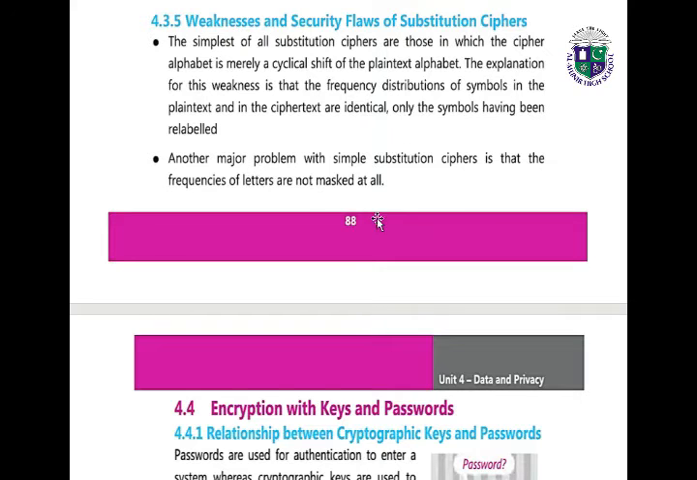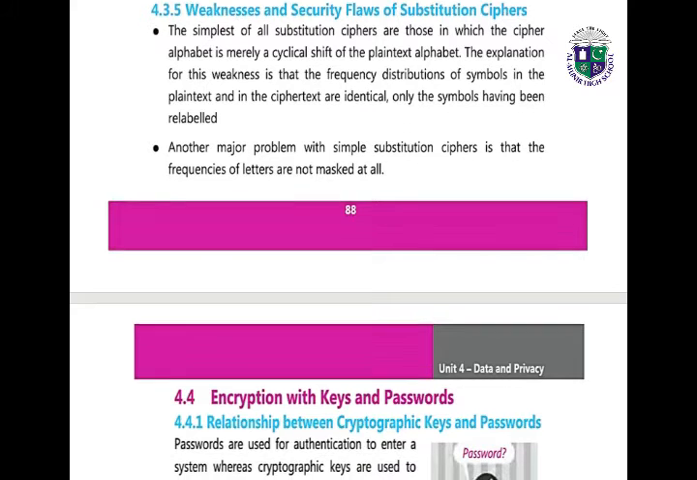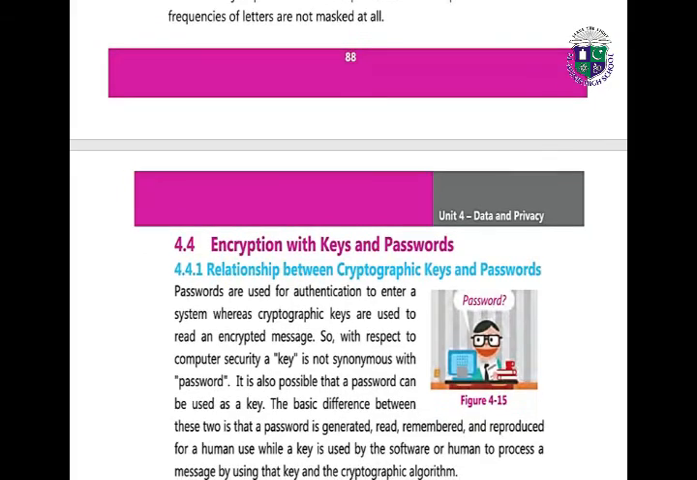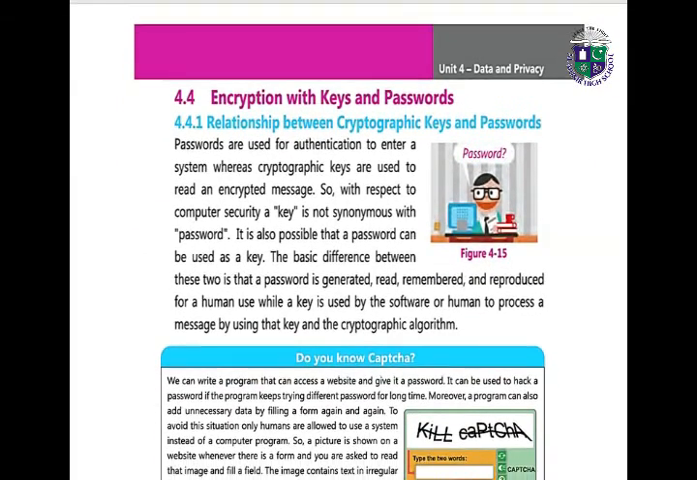Another major problem with simple substitution ciphers is that the frequencies of letters are not masked at all.